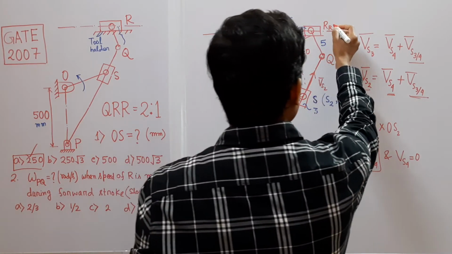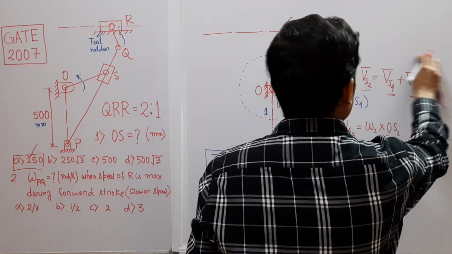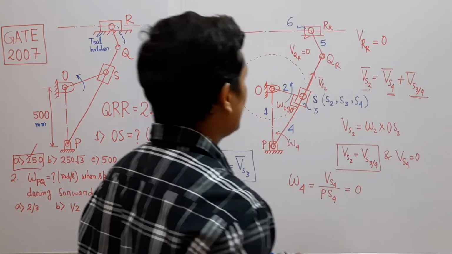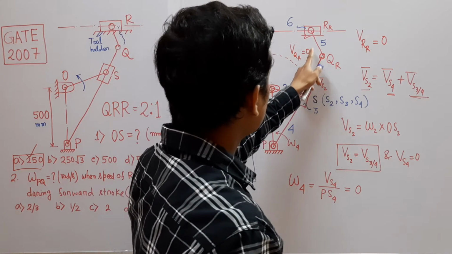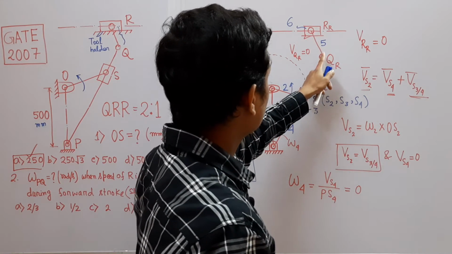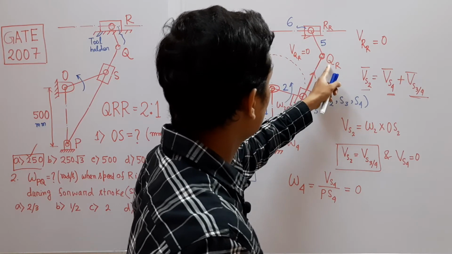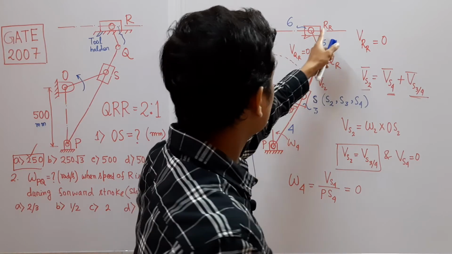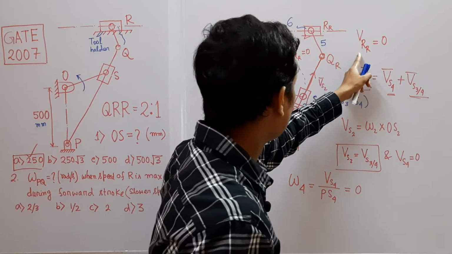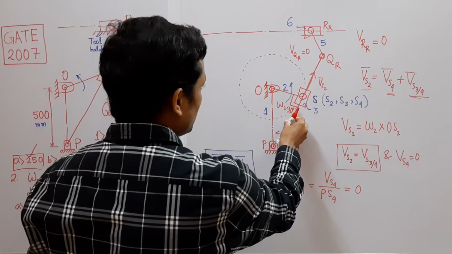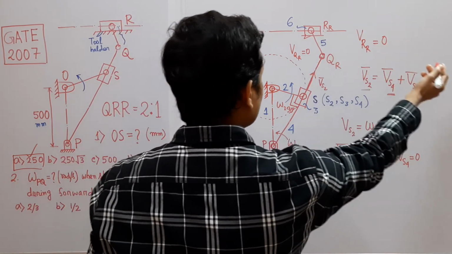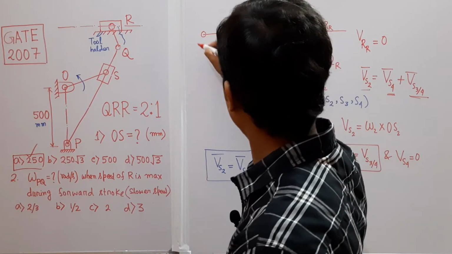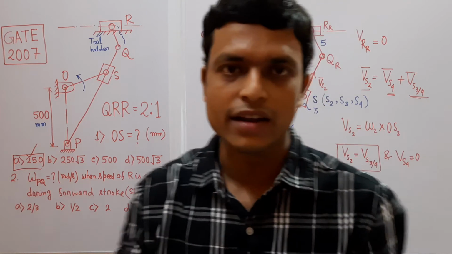So velocity at RR will also be 0 at this instant. So velocity of RR is also 0. If you apply that, VQR and VRR will have the same component along the link QRRR. So the sliding velocity of RR, that is this block, is 0 when the block is at the extreme right position. So at the extreme positions, extreme right and extreme left, the sliding velocity of the tool holder is 0.